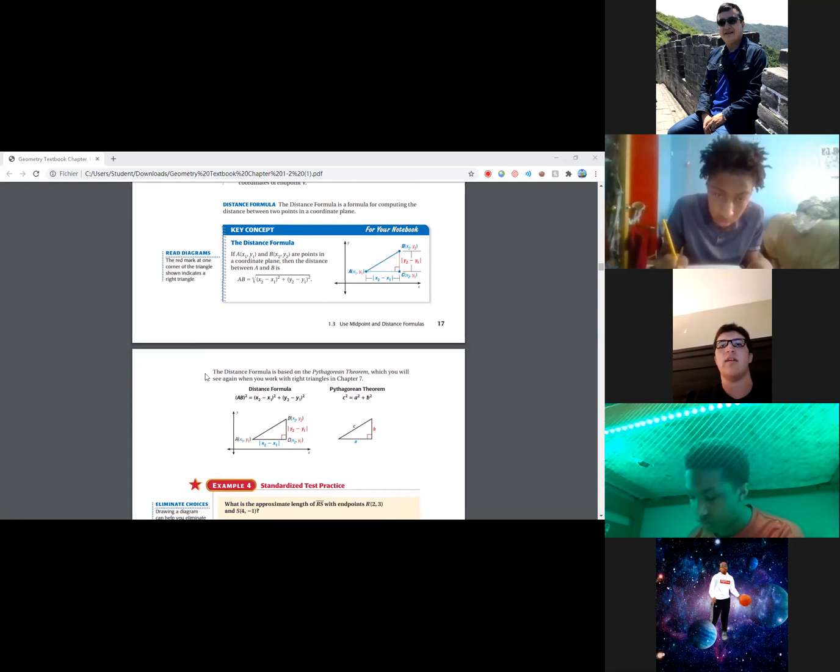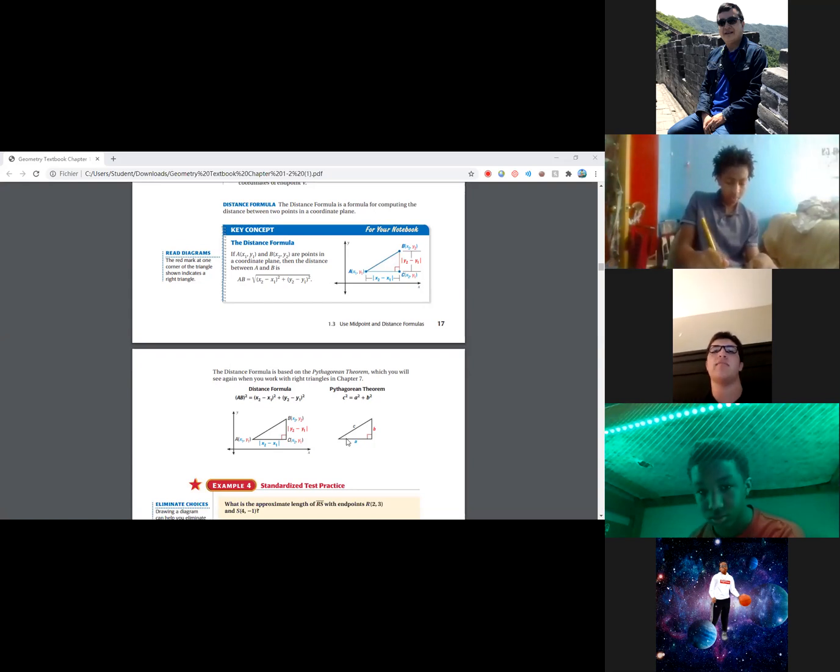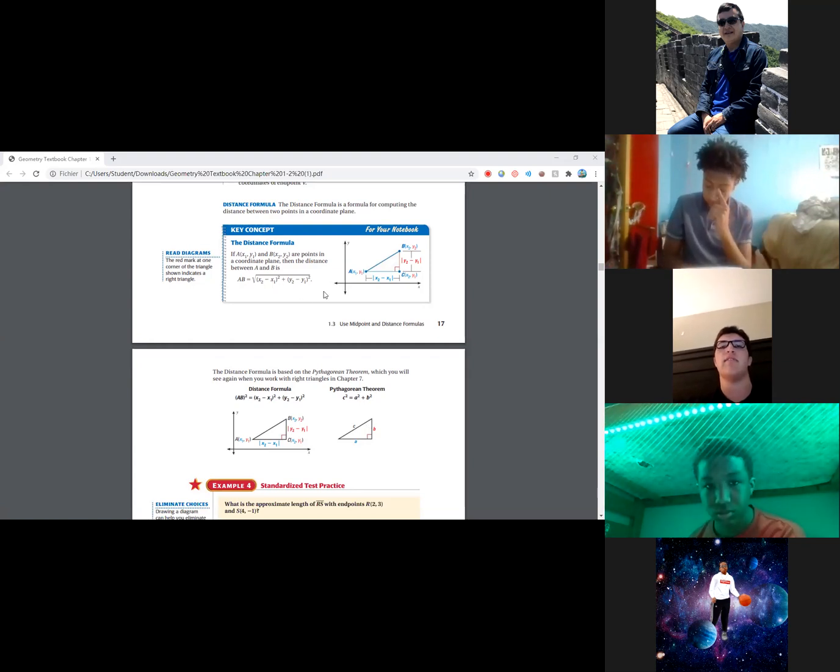Okay, and it talks about how the distance formula is based on the Pythagorean theorem. In a right triangle, the side opposite of the right angle is called the hypotenuse. And so the Pythagorean theorem says if you square both, in this example, you could see if you square A and B and add them, you're supposed to get C squared. And so the distance formula is based off of that formula.